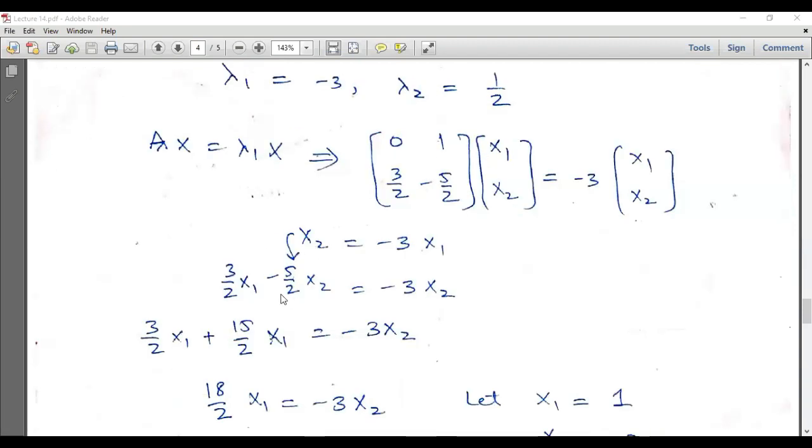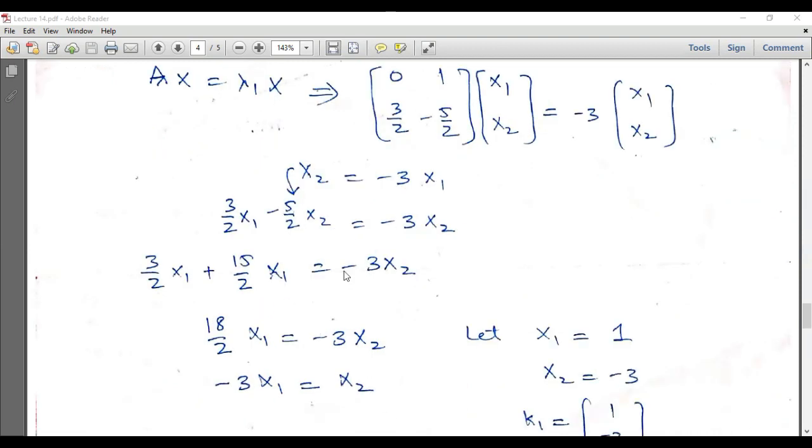Let's put this x2 into the second equation, and we will have 3 by 2 x1 plus 15 by 2 x1. So x2 is equal to minus 3 x1 will be substituted over here, and that is equal to minus 3 x2. So the right hand side will be kept the same, and after simplifying this equation, we will have minus 3 x1 equal to x2 at the end. So let's assume that x1 is equal to 1, then x2 will be equal to minus 3. So this is our first eigenvector.